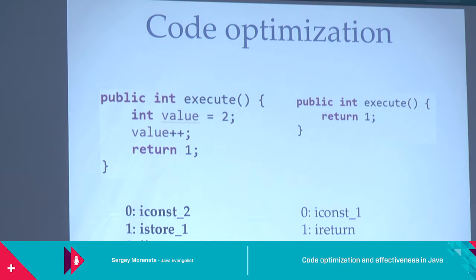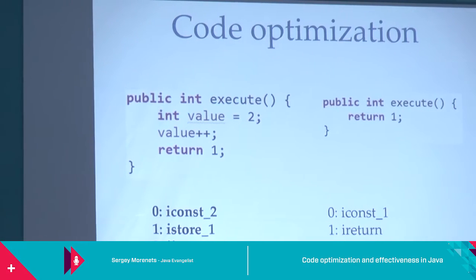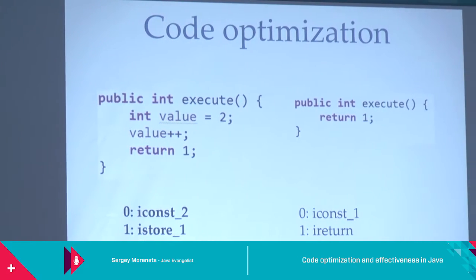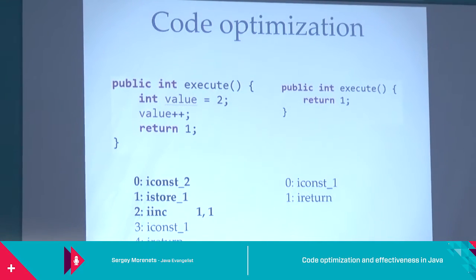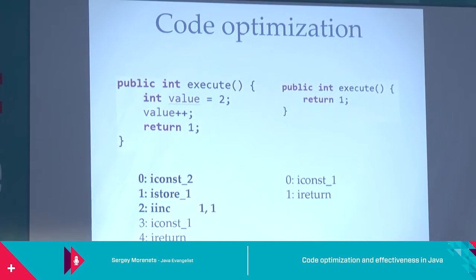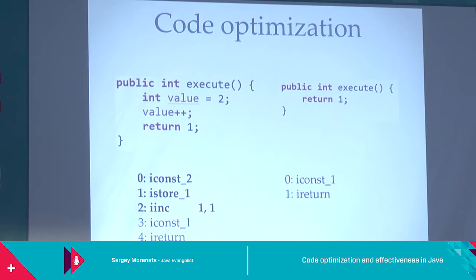And there is a similar function optimized by the developer. We just removed all the local variables, and you see that it just contains iconst and ireturn. However, if you try to measure it using JMH, you can see that the time is identical. What does it mean? It doesn't mean that iconst, istore, and iinc are super fast. It means that the JIT compiler, when it sees that the local variable value is never used, just kicks it off. And the time is identical.